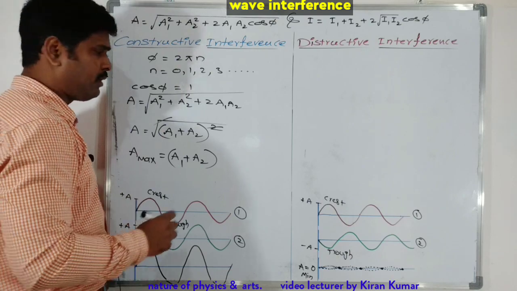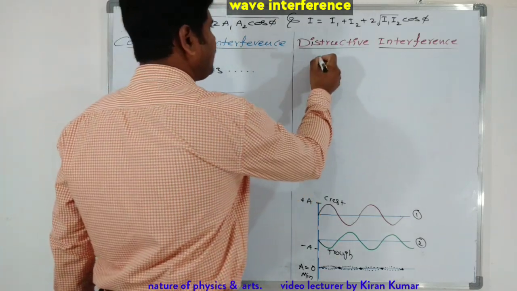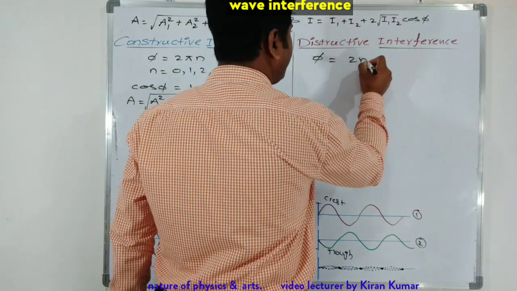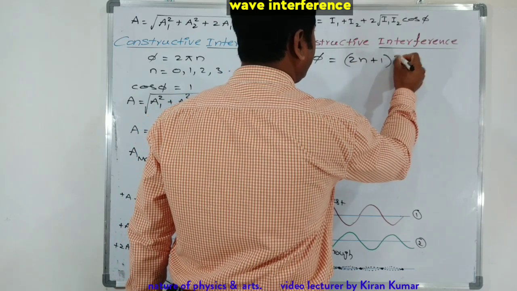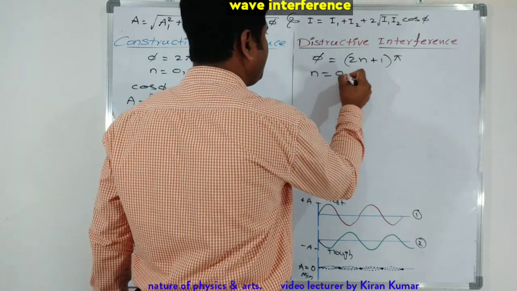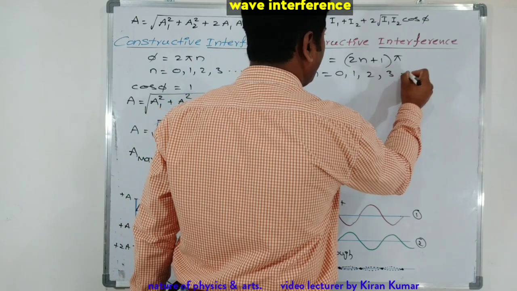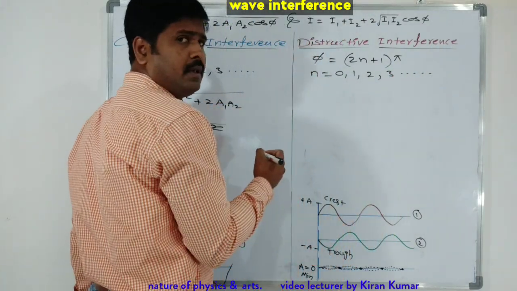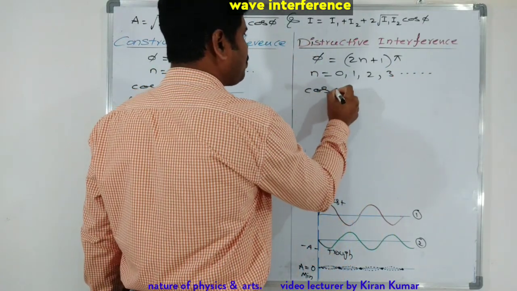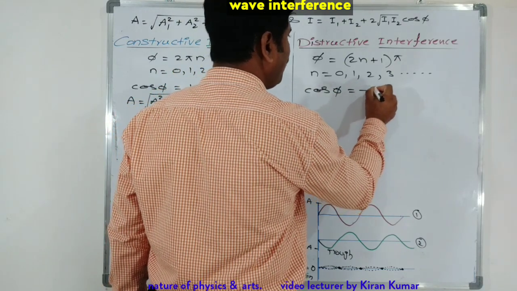Try to understand. In destructive interference, phi equals n plus 1 into pi, where n equals 0, 1, 2, 3 and so on. See here, cos phi equals -1.